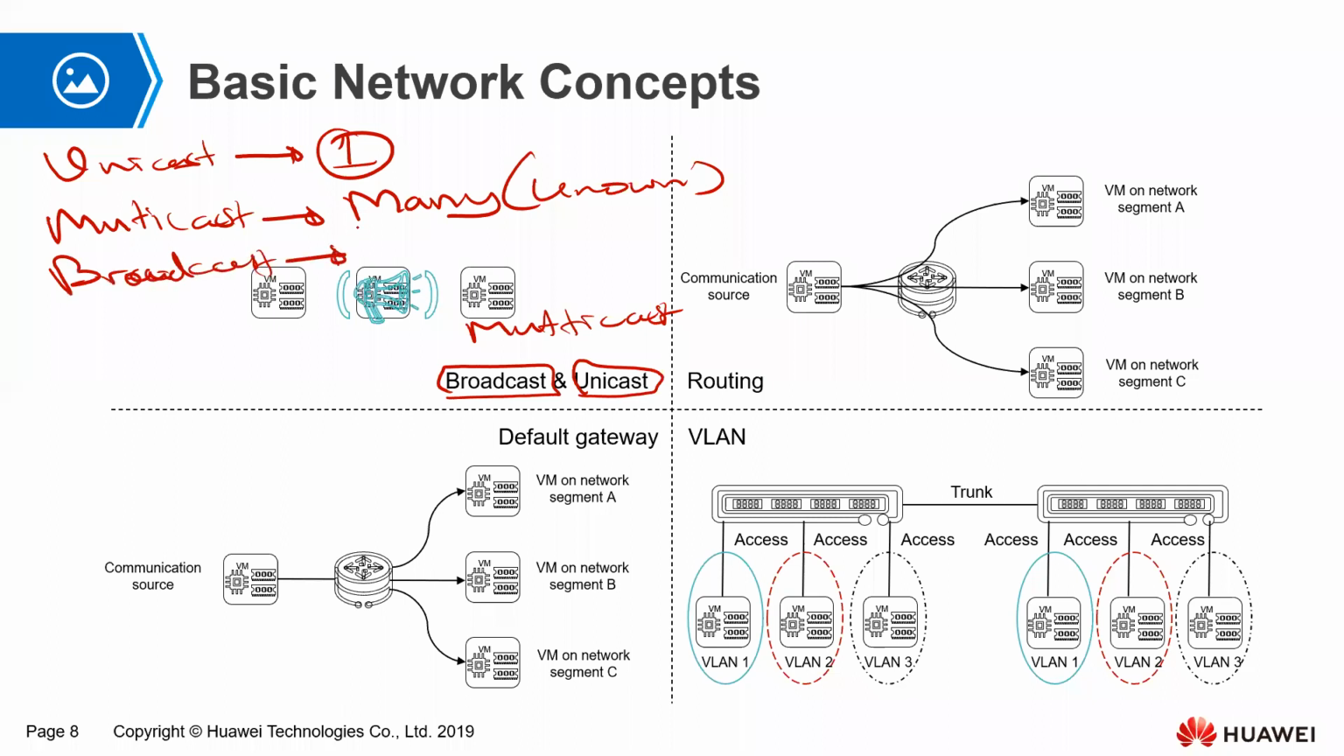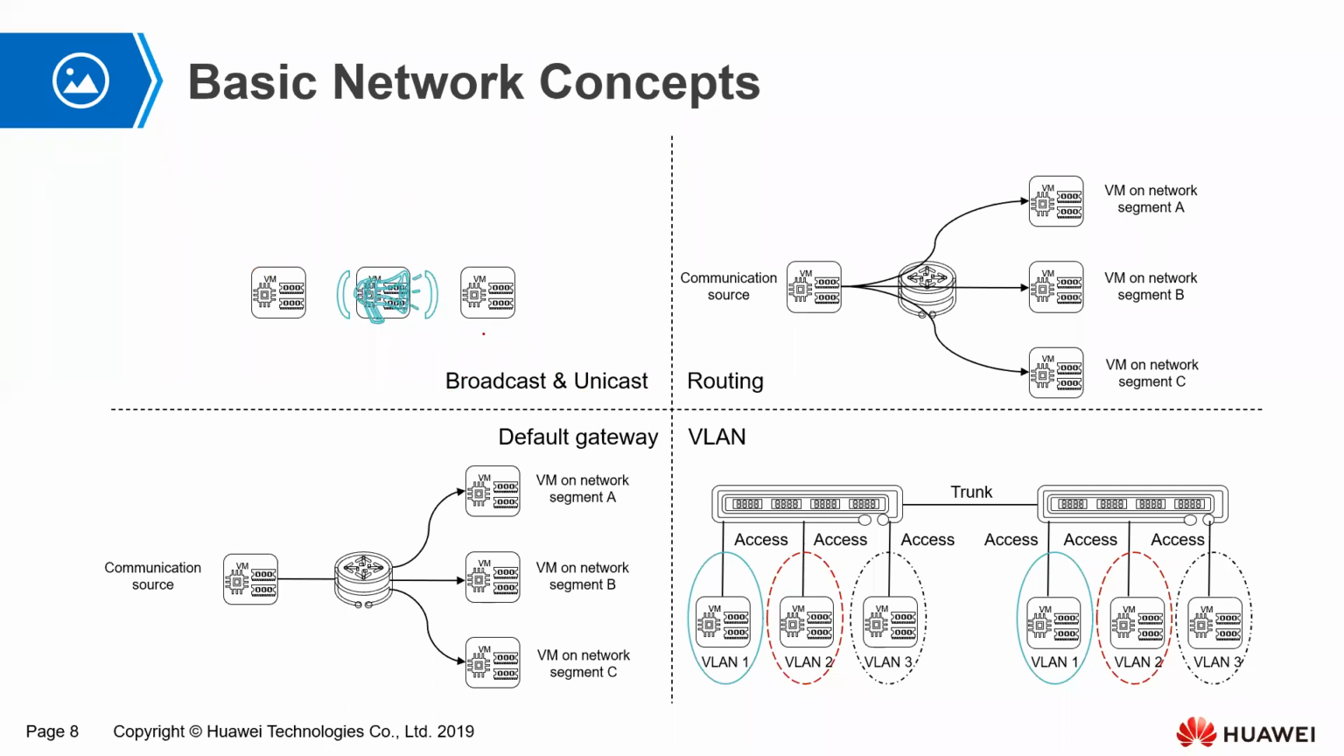When it comes to broadcasts, what are we looking at? Where are we sending our packets? Like all hosts. Okay, public. Thank you. So we are sending to all hosts on our network. So that is broadcast and unicast.